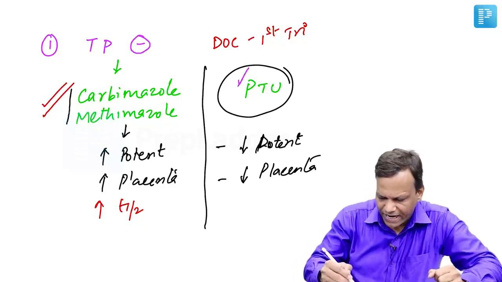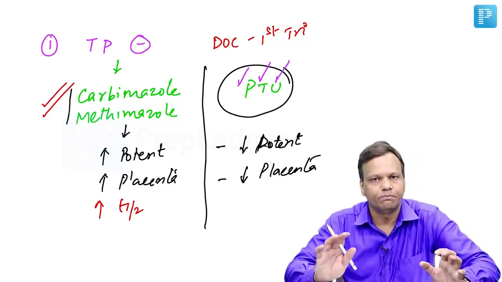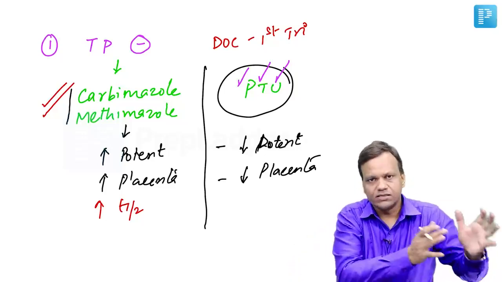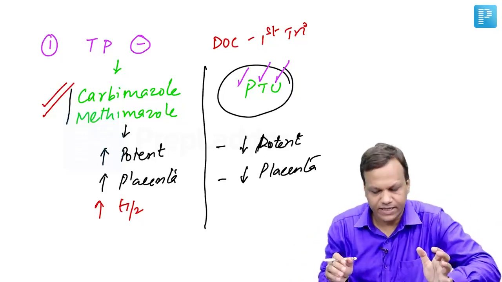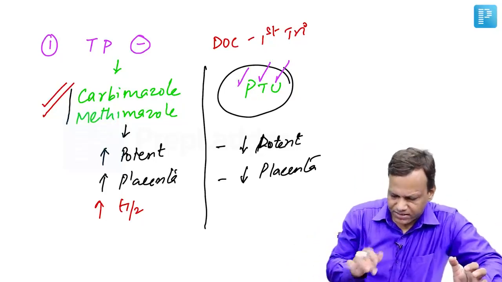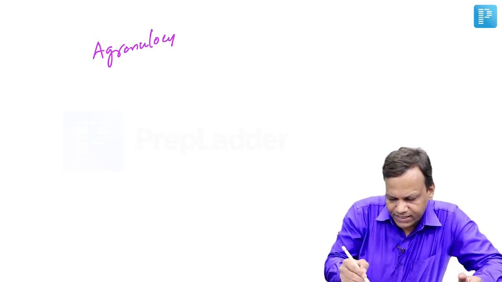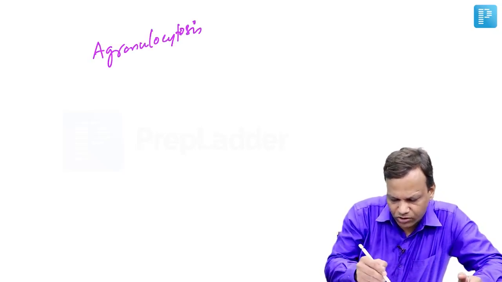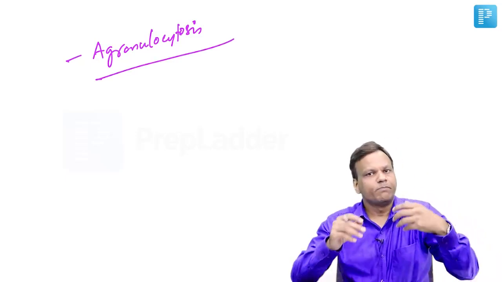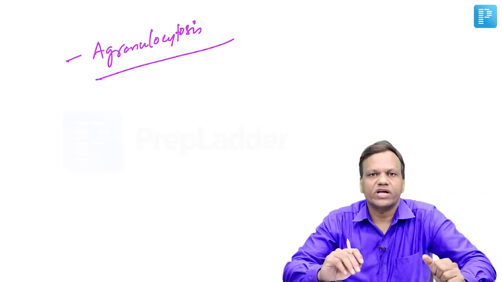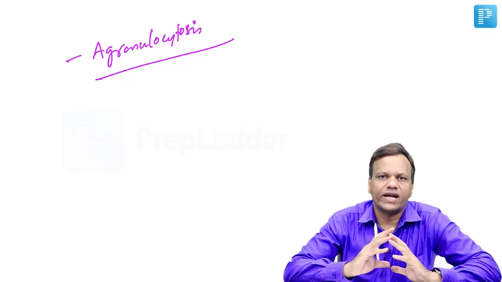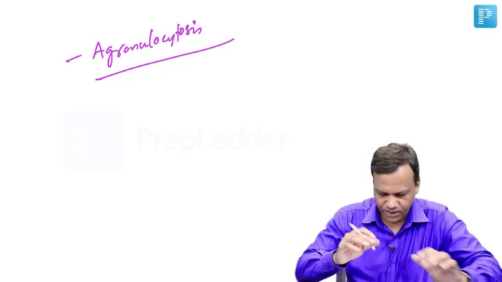The name says use in the first trimester, PTU. For every other case we use carbimazole-like drugs. Now, the side effect of all these drugs is agranulocytosis. All antithyroid drugs can cause agranulocytosis, and if we give them in pregnancy, particularly carbimazole-like drugs, they can cause fetal abnormality like choanal atresia. Okay.